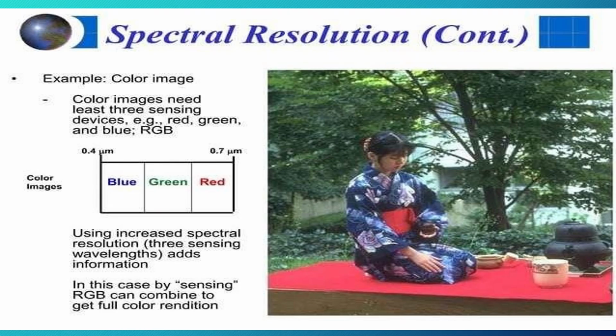This means that higher spectral resolution adds more information, allowing us to distinguish actual colors and surface materials. In this example, because RGB bands are sensed separately and then combined, we can clearly see the true color of the platform and the girl's sash, demonstrating the advantage of increased spectral resolution.